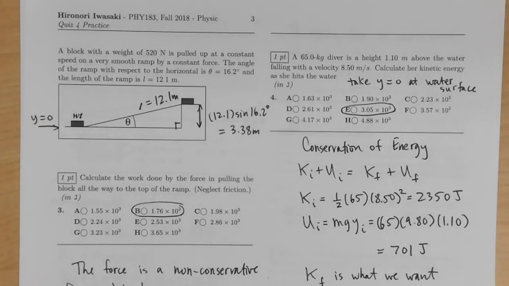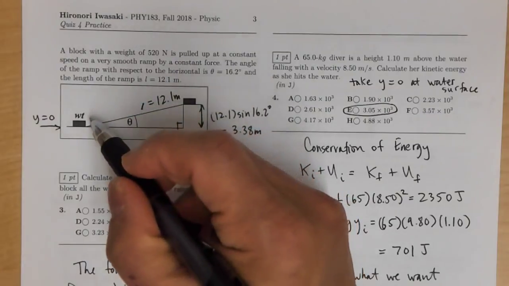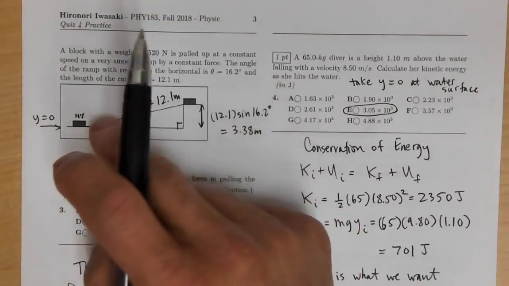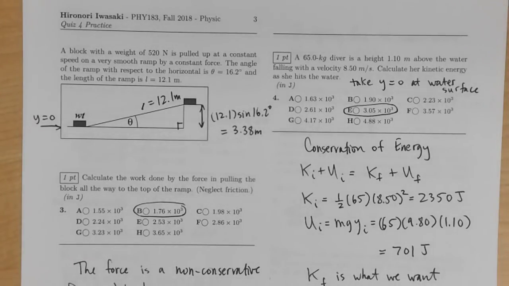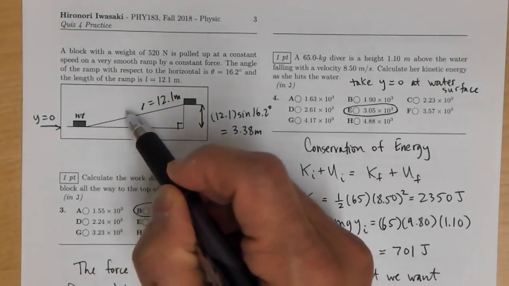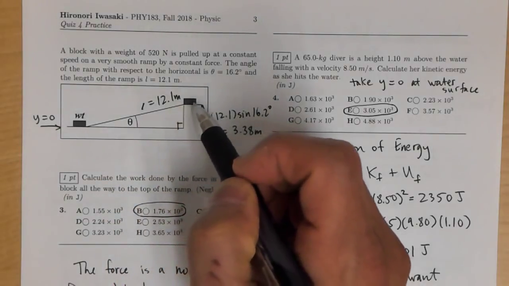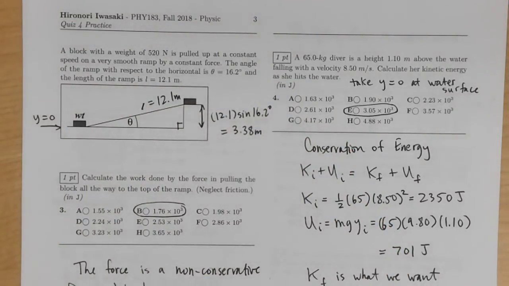So what you could do is take the example where the force is just pointing straight up the ramp, and then figure out how big that force needs to be in order for it to go up with constant speed. So the net force needs to be 0. Remember, constant speed means the acceleration is 0. So if we had a force going straight up the ramp like this, you could figure out how big it needs to be. Then we could do F dot D and calculate the work done.